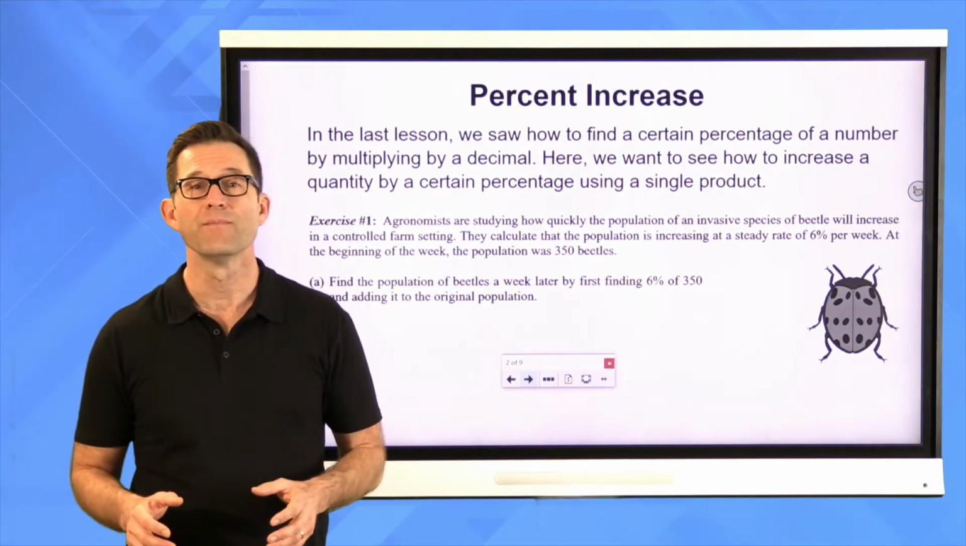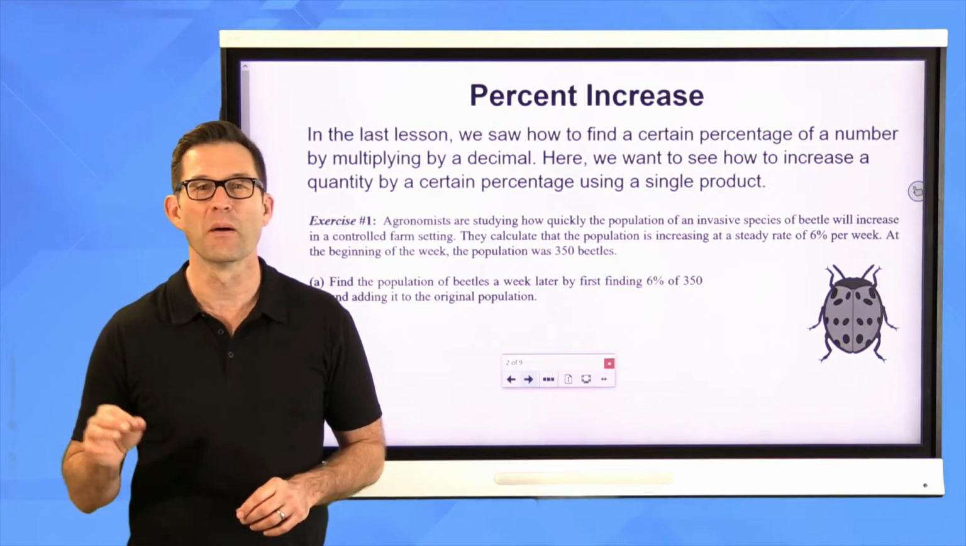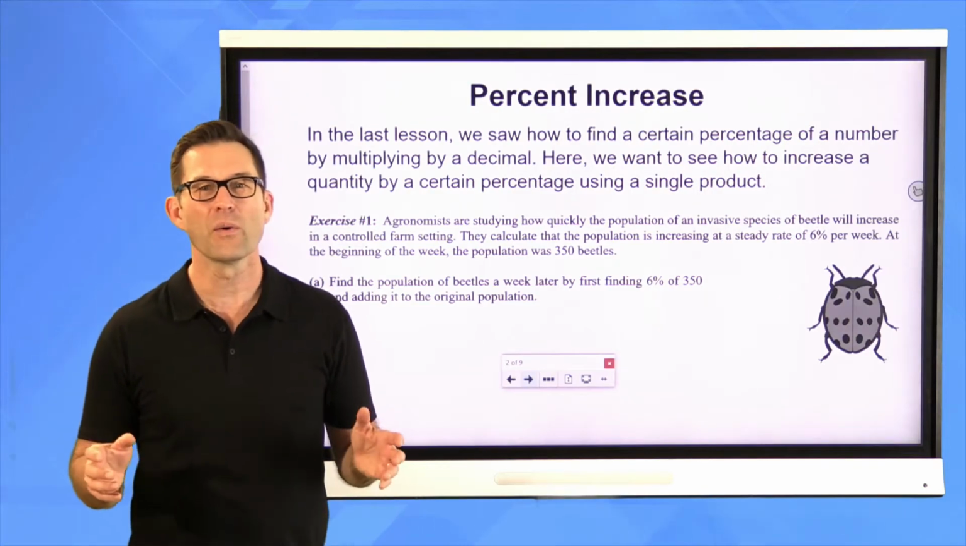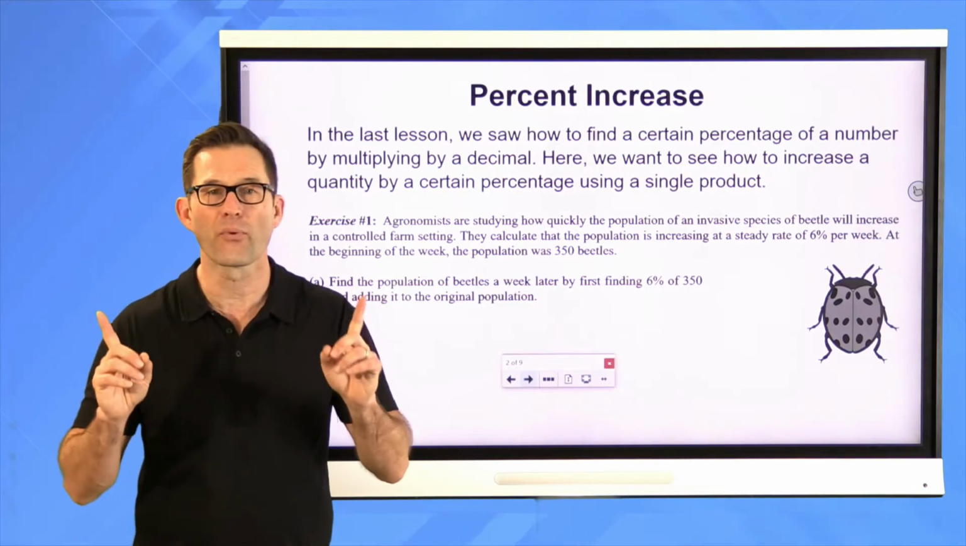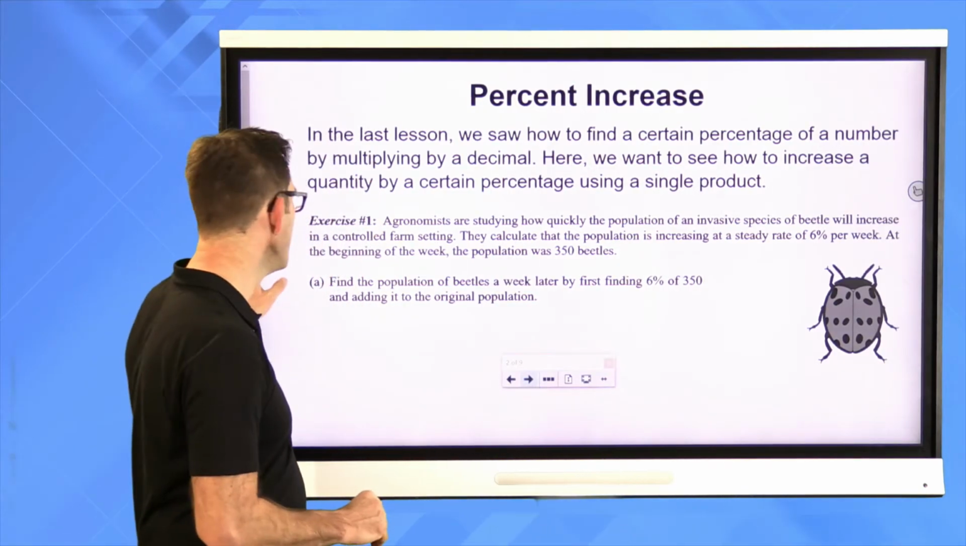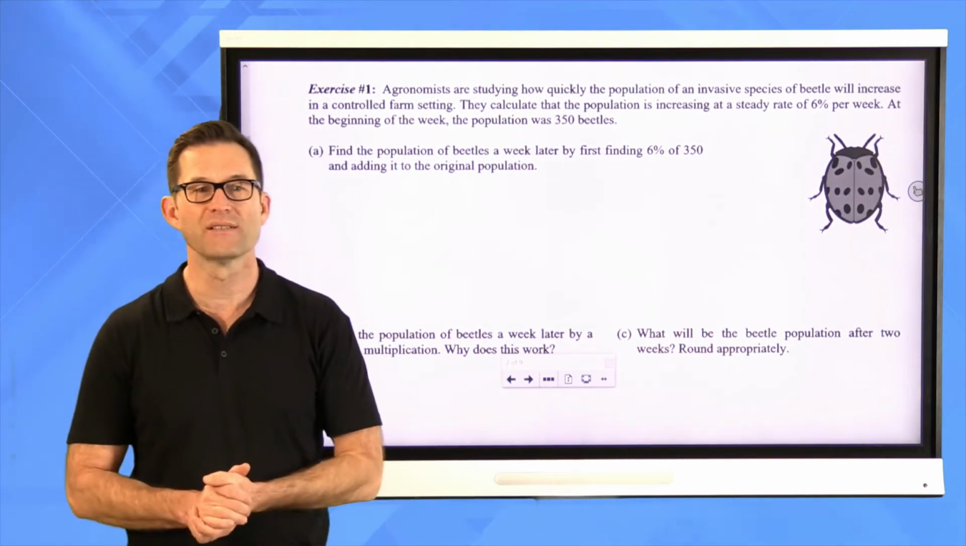Percent increase. In the last lesson, as I mentioned, we saw how to find a certain percentage of a number by multiplying by a decimal. Here we want to see how to increase a quantity by a certain percentage using a single product. So let's take a look at something with beetles. Exercise number 1.